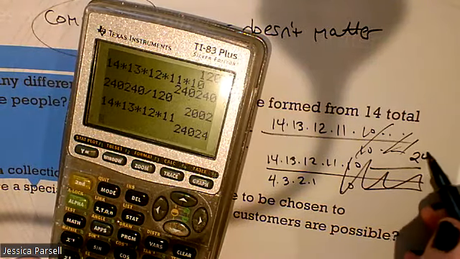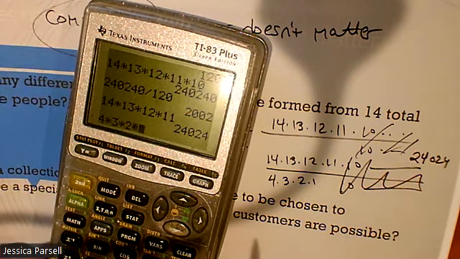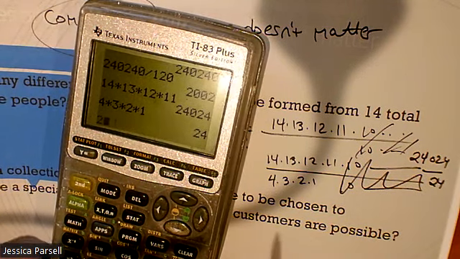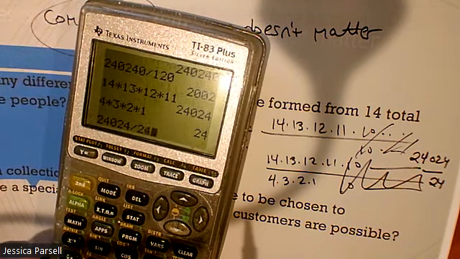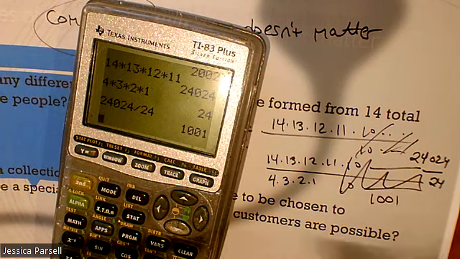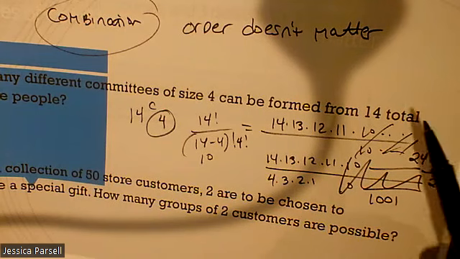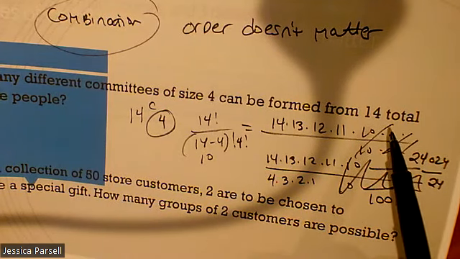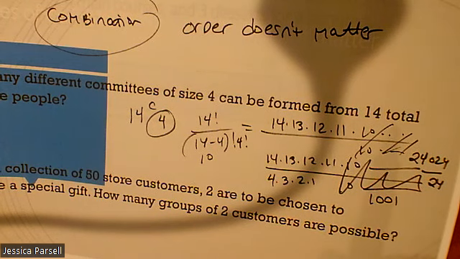So 24,024 over, I don't trust myself. It's also late, it's been a long day. So okay, we're going to get 1,001 ways to choose committees of size 4 from 14 total possible people if order doesn't matter.